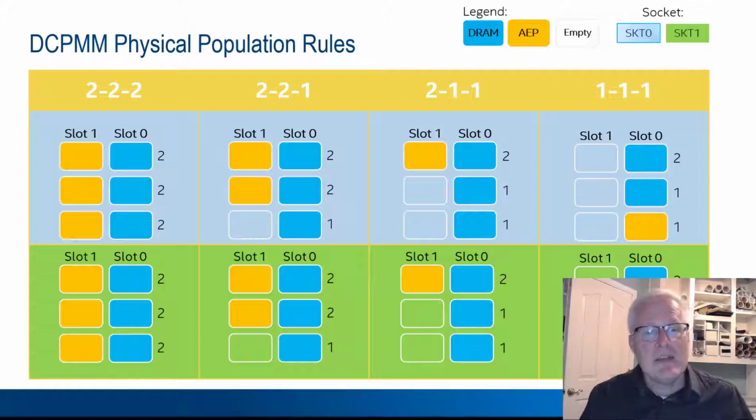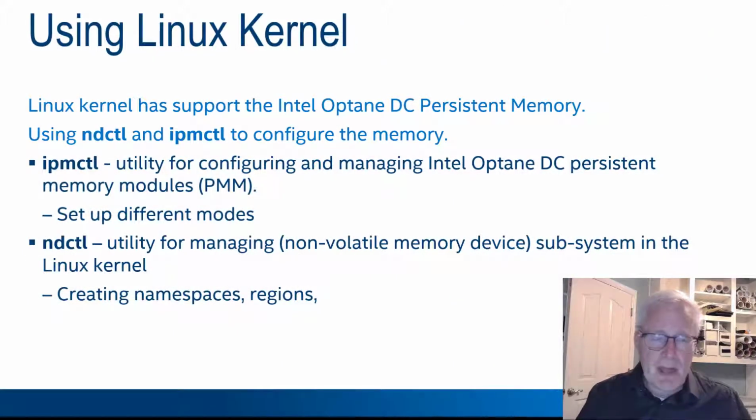Now, the Linux kernel has this built into it, and you can get this in Fedora 29 and above. SUSE has it. Almost all of them have these tools available. The tool is NDCTL for controlling and managing non-volatile memory devices, and then IPMCTL, which is the Intel Persistent Memory Control Utility. This allows me to manage the persistent memory to do different things with it.